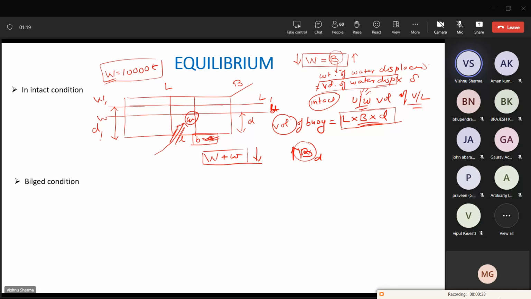When the vessel sinks to this new draft, D1, the volume of buoyancy now provides sufficient buoyancy to support this new displacement of capital W plus small w. Why has the draft increased? The draft has increased because you are assuming that the water that found its way into the compartment is the water loaded on board the vessel.